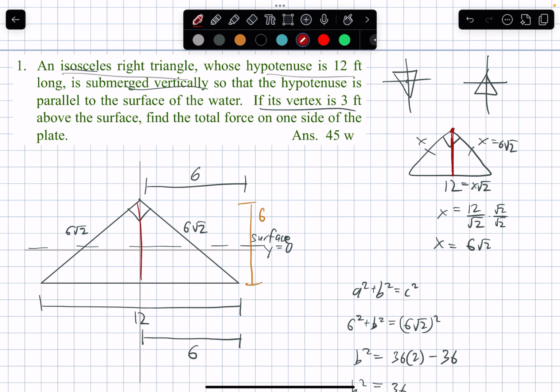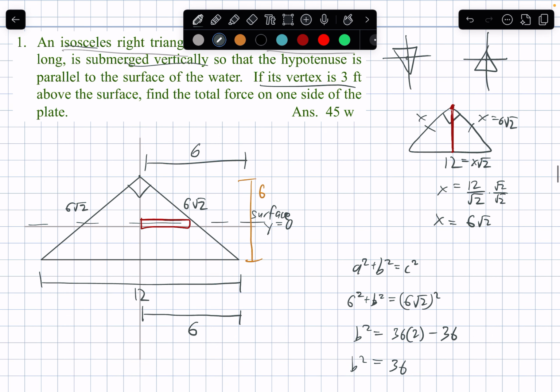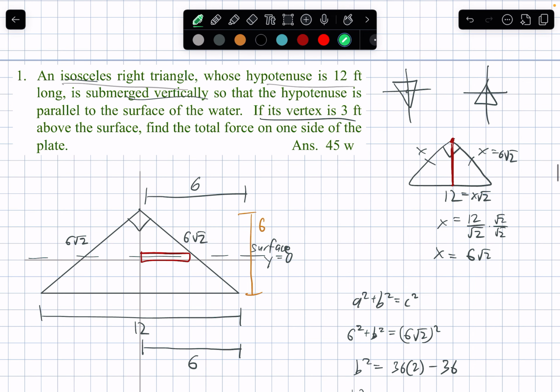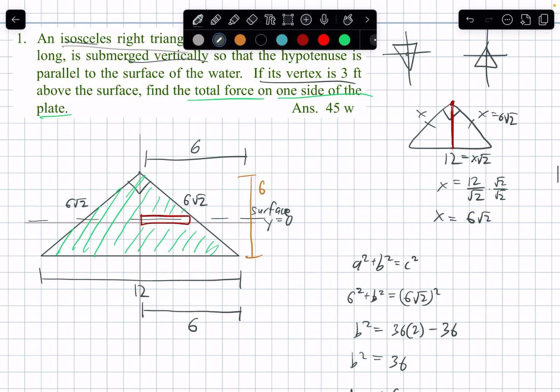We're going to use a horizontal element. Usually that's, not usually, always, by default, that's what you use. So I'll just remove the red line. I will write the horizontal element in red so it's distinct. And supposedly, this is the area that we have to compute for. Again, it says, find the total force on one side of the plate. The total force on one side is this entire side. So, yeah, it's pretty simple right now.